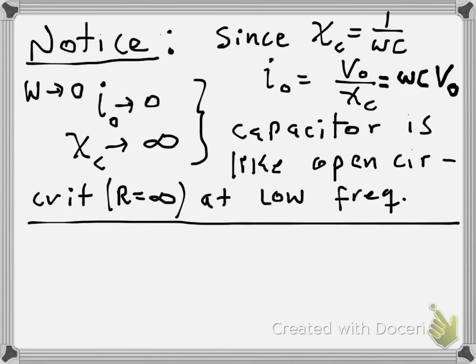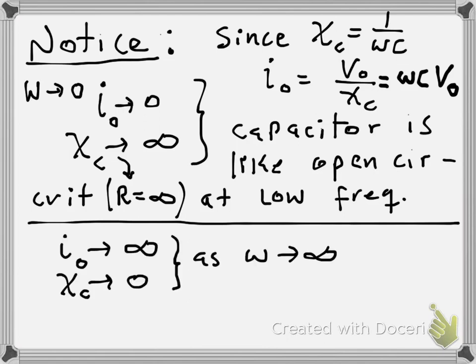So the capacitor is like an open circuit. It's as if the capacitor had been removed from the circuit, leaving the wires connecting to it open, because that is a situation that we characterize with infinite resistance. So the capacitor does not allow current to flow in the circuit when the angular frequency of the source goes to 0, when it's very small, at low frequencies. At low frequencies, capacitors act like open circuits.